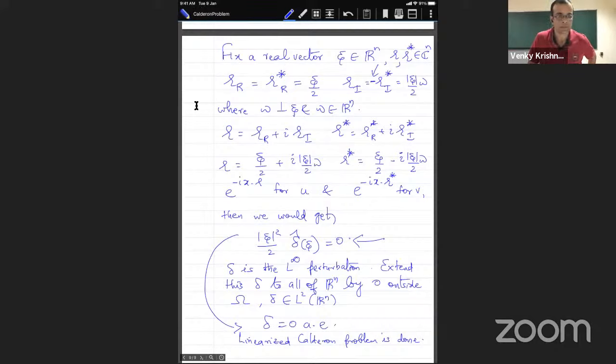Venki, can I ask a quick question again? Yes, please. Do you need any condition on this delta, like it's positive or negative, or any delta, only L infinity is good enough? L infinity is good enough because this is just a perturbation.